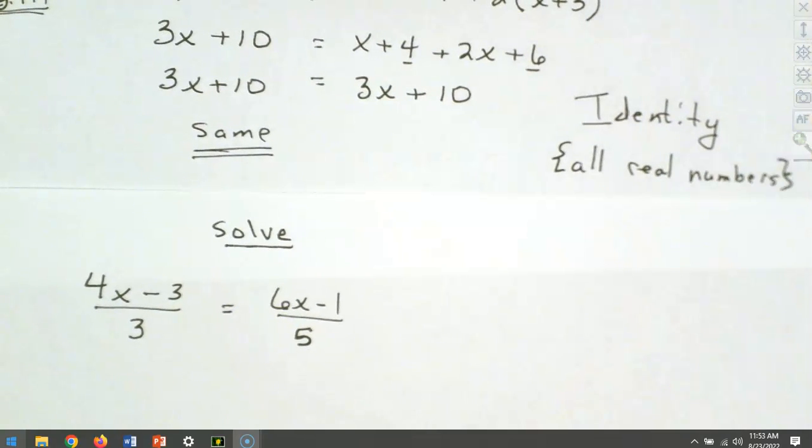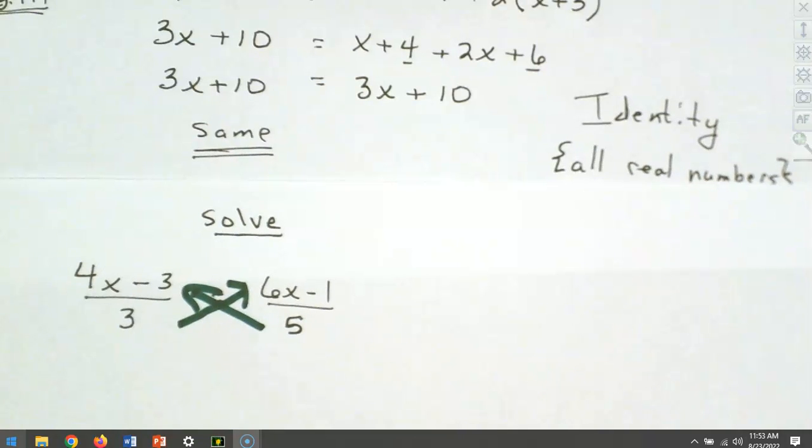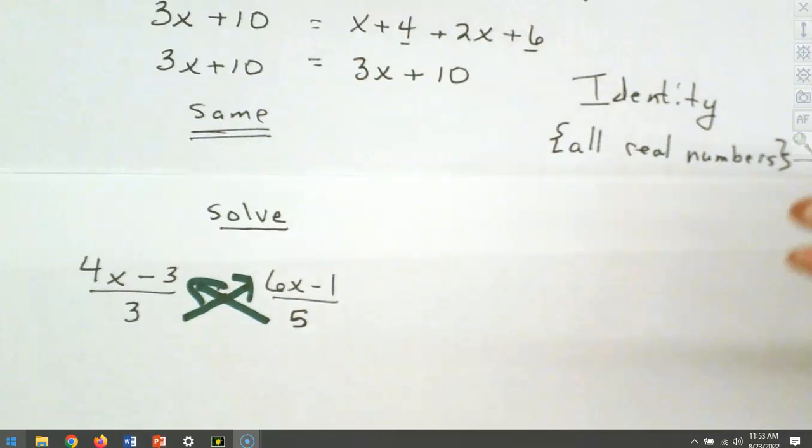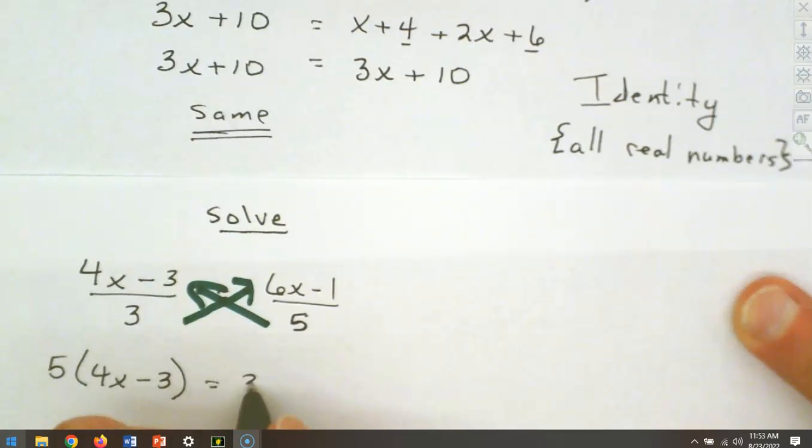So this one's going to require us to use a little bit of a different method here. So what we've got is a fraction equaling another fraction. The easiest way to solve this is going to be cross multiplication. So we just simply cross multiply. We draw our arrows and we cross multiply. And when we rewrite this, we have to use parentheses. So we're going to write this as 5 times the quantity 4x minus 3 equals 3 times the quantity 6x minus 1.